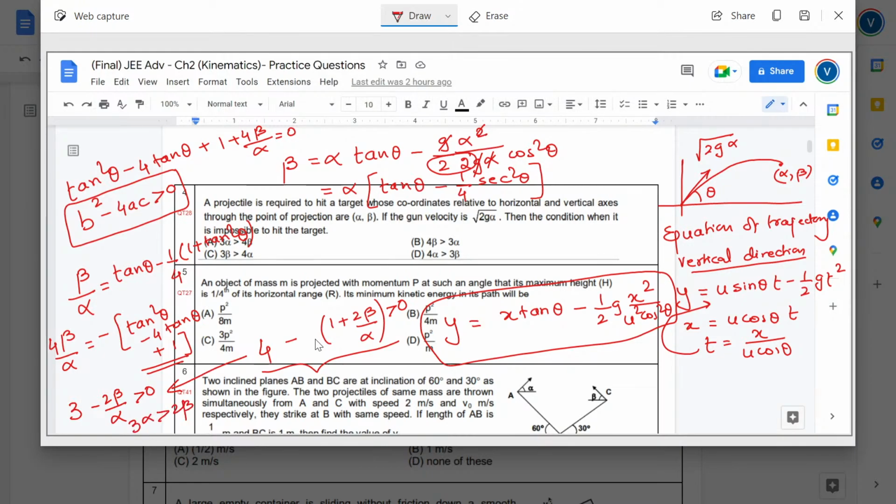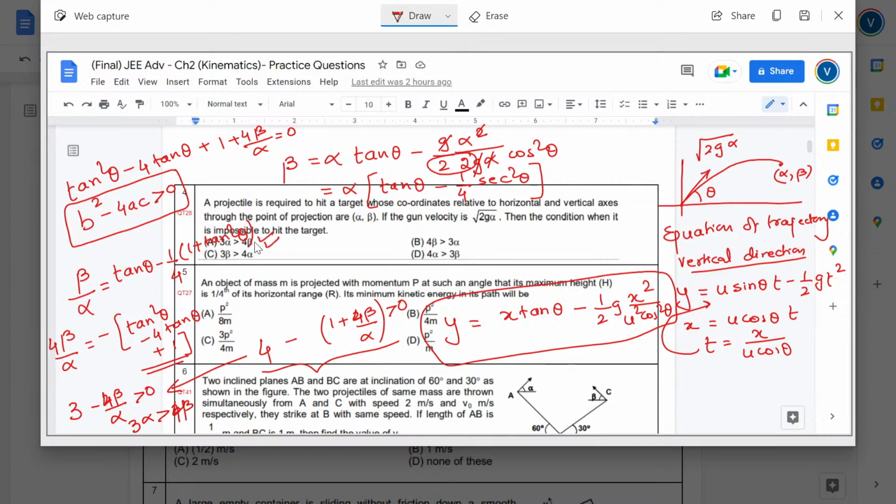Here, beta, yes, you're right, actually this is going to be 4 beta, yes, 4 beta by alpha, that is correct. Sorry, sometimes I make a mistake. I'm getting 3 alpha greater than 4 beta. There we go. So option A is correct.